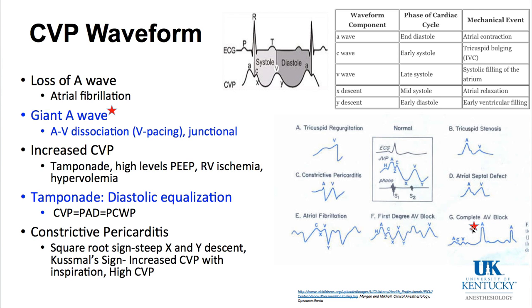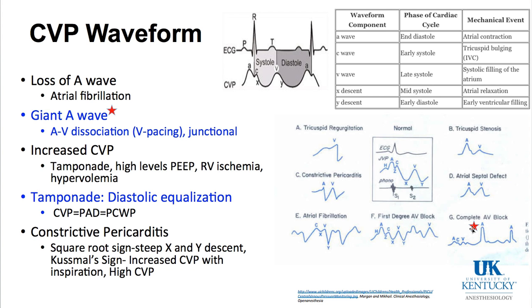Things that increase CVP: tamponade physiology, high levels of positive end expiratory pressure, which raise intrathoracic pressure, RV ischemia, where the RV is not working very well and pressures build up, and the classic one being hypervolemia. Tamponade and the CVP waveform, really this is talking about the concept of diastolic equalization, because the CVP goes up during tamponade, but if you look at the CVP and happen to have a pulmonary artery catheter at the same time, you'll see that all the diastolic pressures across the heart are equalizing.